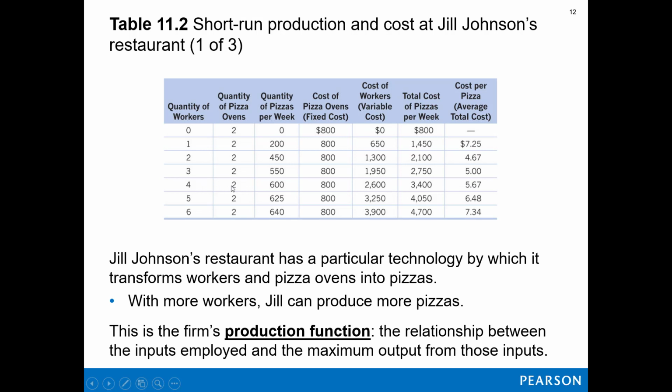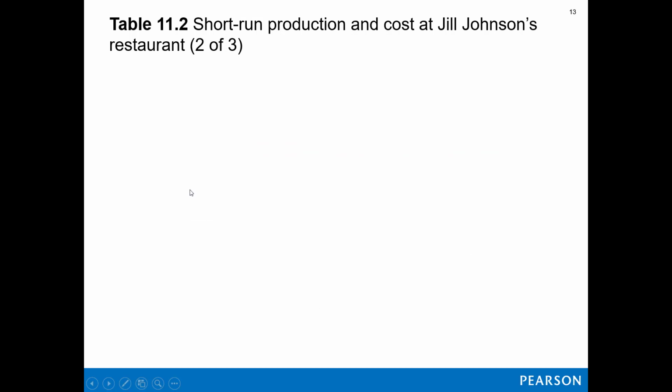So 4 workers, 2 pizza ovens, 600 is the quantity of pizzas they produce. The fixed cost is still $800. The variable labor is $2,600. The total cost of pizzas per week is $3,400, and that's $5.67. The reason this is going up is the workers aren't efficient because there's only 2 ovens, and eventually you have too many workers not producing enough per person.